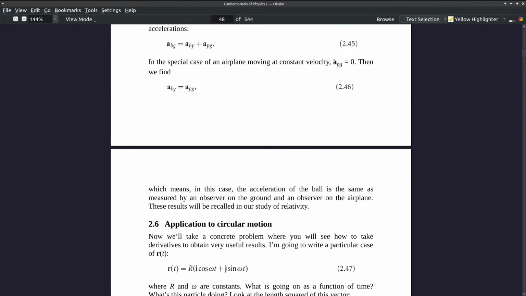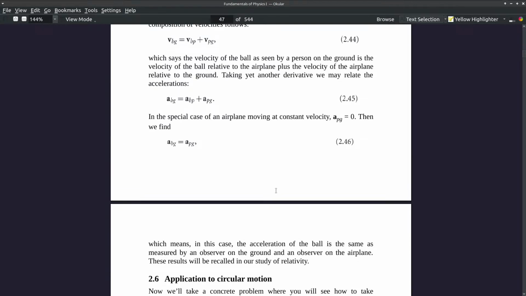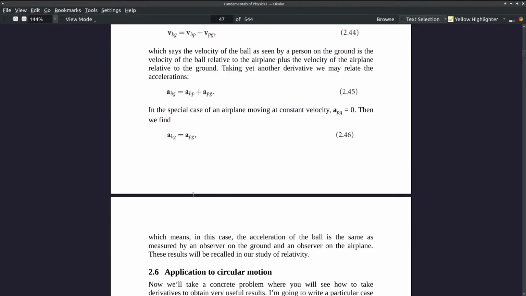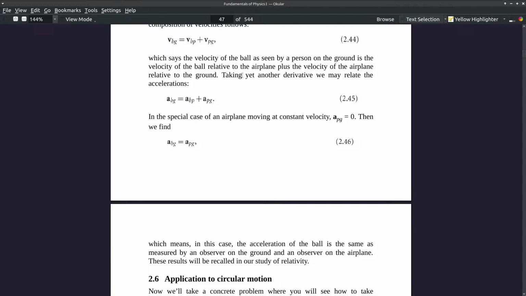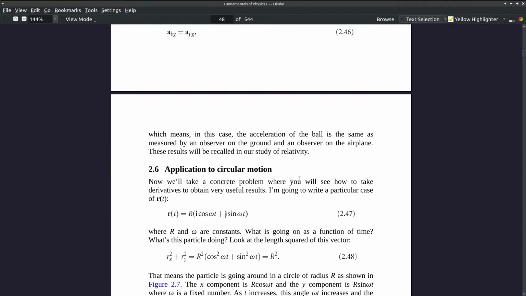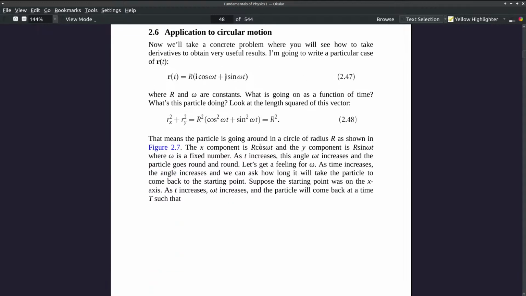So, but they said when that was 0. Yeah, because it's constant velocity, there's zero acceleration. Yeah, that's just, yeah, got it.